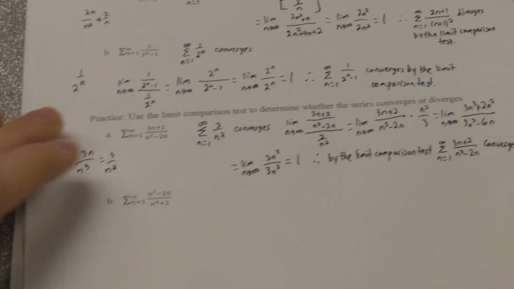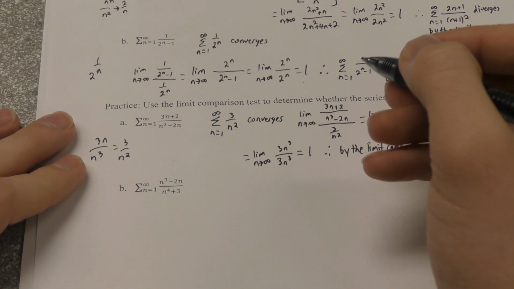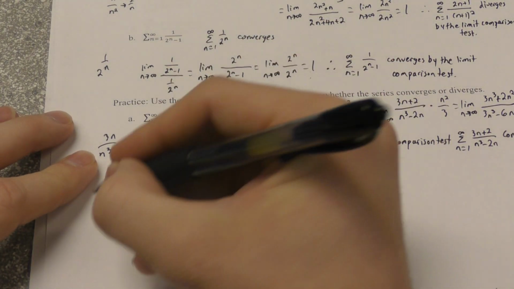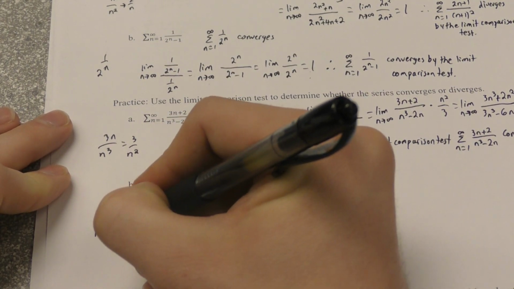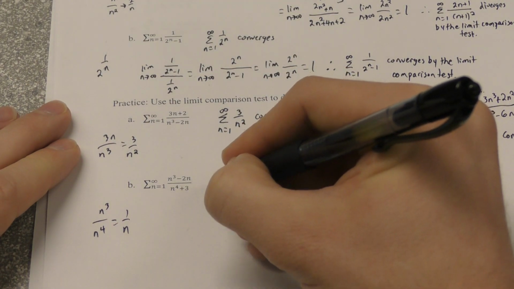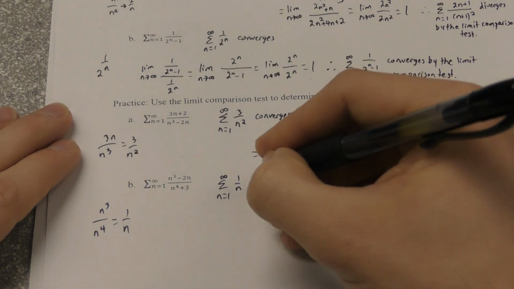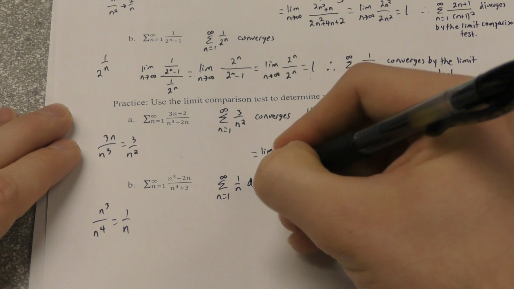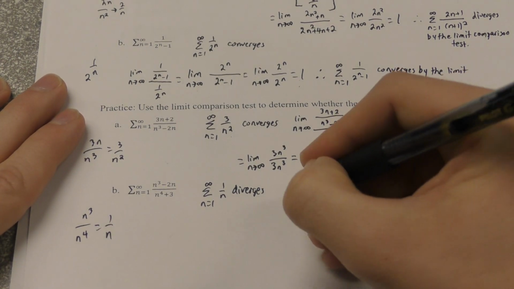All right, one more. Let's take a look. We have (n cubed minus 2n) over (n to the fourth plus 3). n cubed over n to the fourth is like 1 over n. And I know that the series 1 over n diverges. It's the harmonic series, right? Let me do my limit comparison to the harmonic series then.